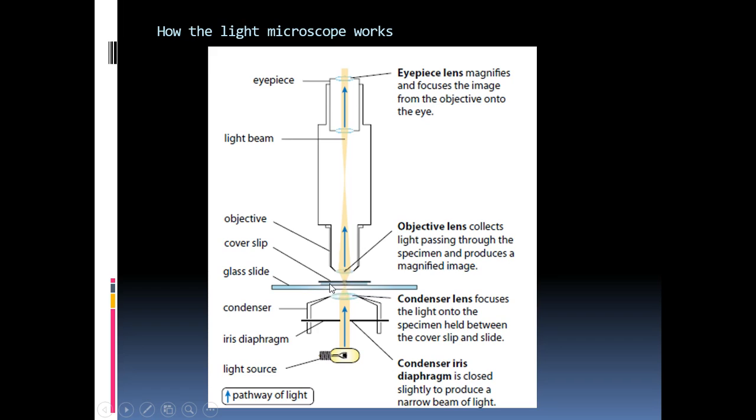And then you have here the objective lens. So whatever light has passed through the specimen will be picked up by the objective lens, and the objective lens will magnify the image of the specimen, right? And most light microscopes have multiple objective lenses with different magnifying powers, right? In the bio lab, all of the microscopes are equipped with 3 different objective lenses.